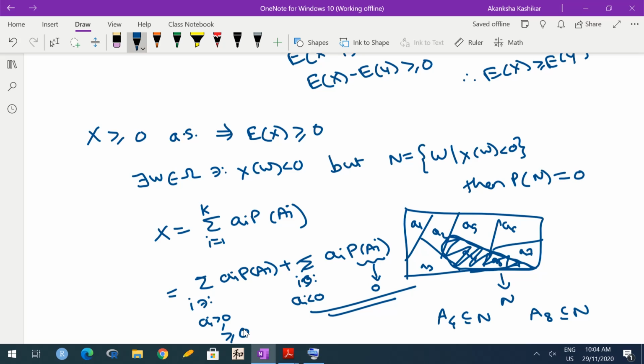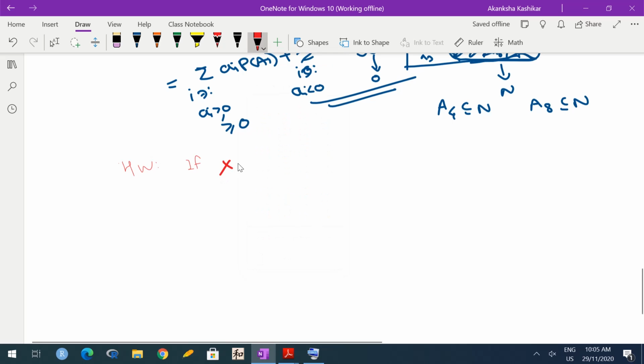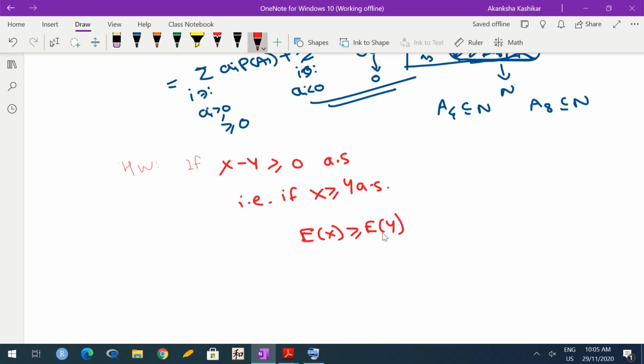As a result, the monotonicity property can also be extended. That's a homework. If X and Y are both simple random variables, and if X minus Y is greater than or equal to 0 almost surely, that is, if X is greater than or equal to Y almost surely, then also expected X is greater than or equal to expected Y. The proof is not difficult. It is just an extension of what we did in the earlier proof. So this is all about expectation of a simple random variable.